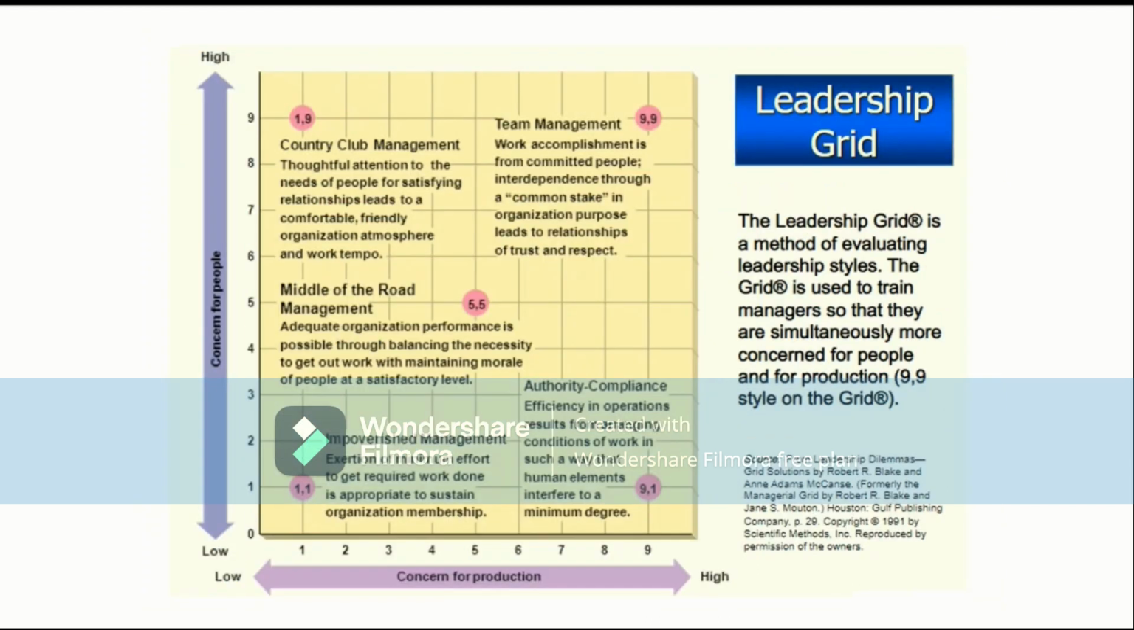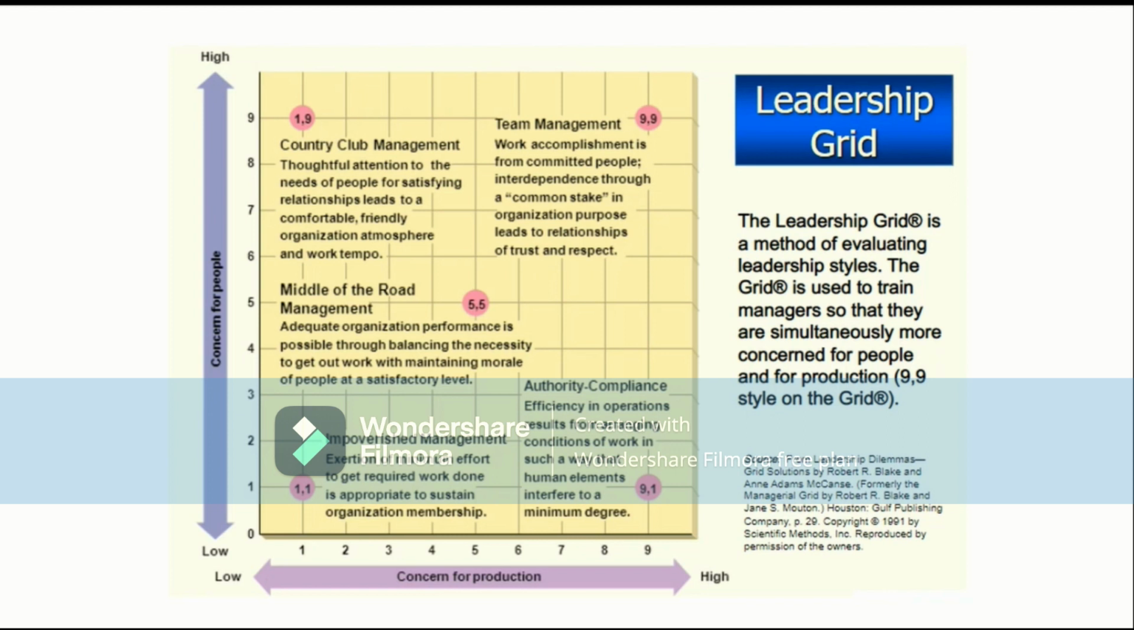Next is the leadership grid. Students, we have two things: in horizontal, we have concern for production, and in vertical, concern for people. Basically, concern for production is the part of the managerial grid that deals with the job and task aspects of the leadership behavior. And the concern for people is the part of the managerial grid that deals with the human aspects of the leader behavior.